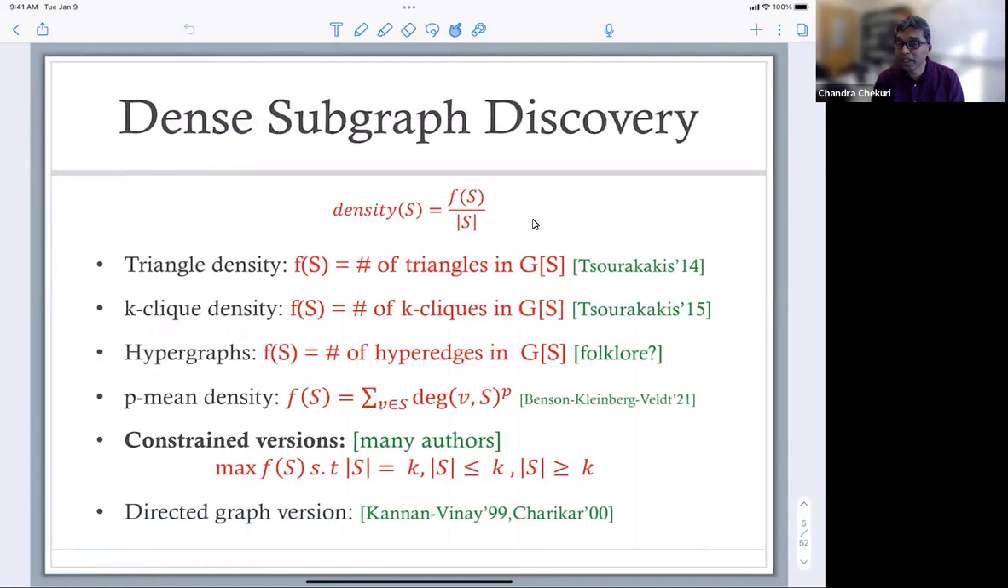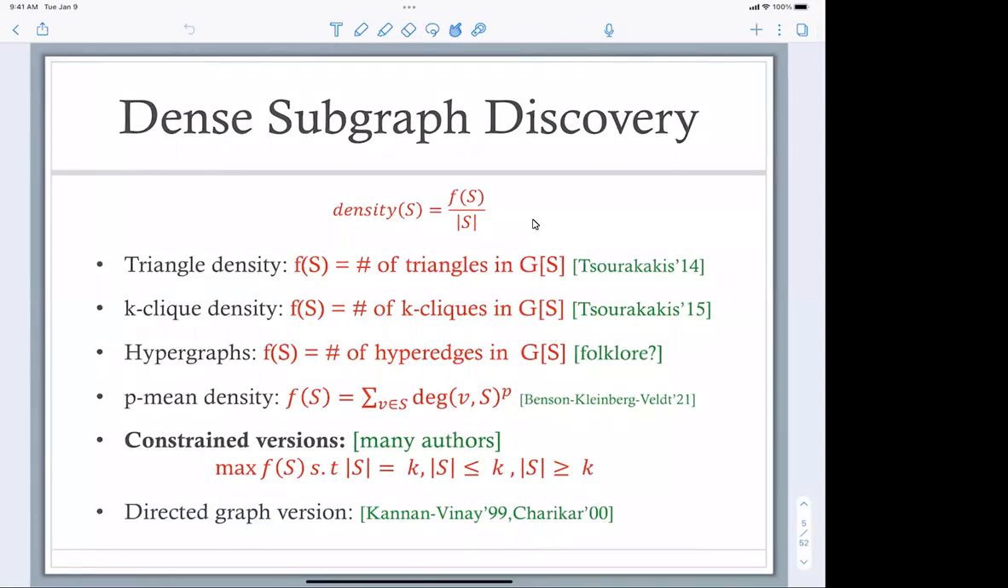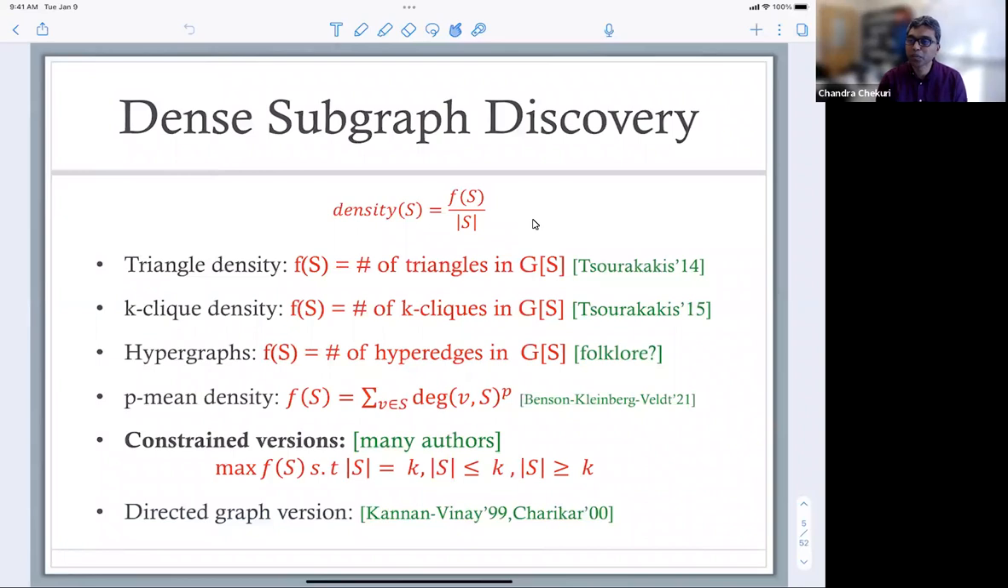In fact, there is this whole area called dense subgraph discovery. And part of our motivation came from the many different variations that people seem to study. Let me just tell you a few things, not really in terms of details, but some examples of what people study in this area. The general goal is to find some notion of density, and density is typically defined as a ratio of some function of the set of vertices divided by the size of the set.